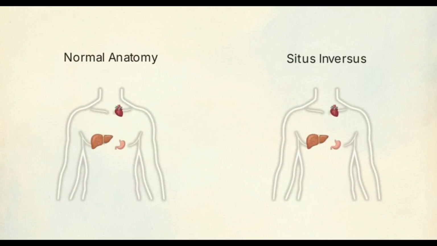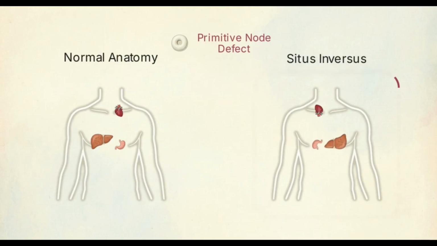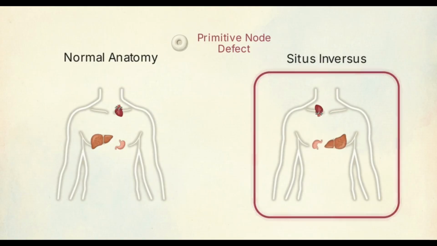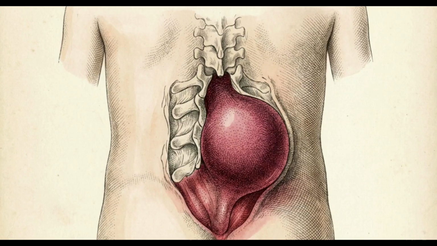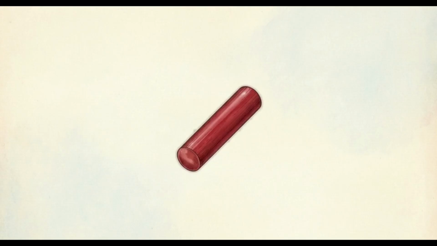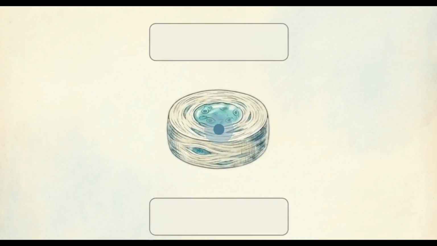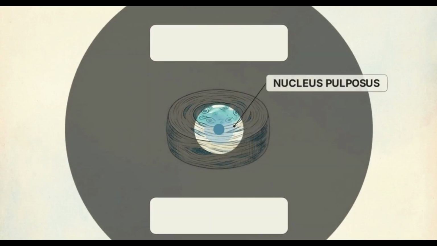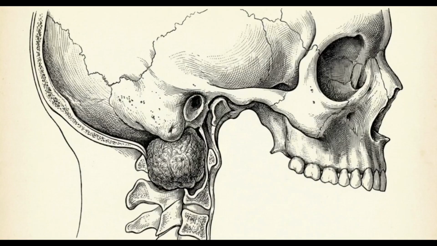At the primitive node, a defect in left-right signaling can cause situs inversus, resulting in a literal mirror image reversal of internal organ placement. Further along, a failure in notochord signaling during induction leads to neural tube defects, such as spina bifida or anencephaly. The only normal clinical remnant of the notochord in adults is the nucleus pulposus at the center of your spinal discs. If other remnants persist at the base of the skull, they can form a rare tumor called a chordoma.